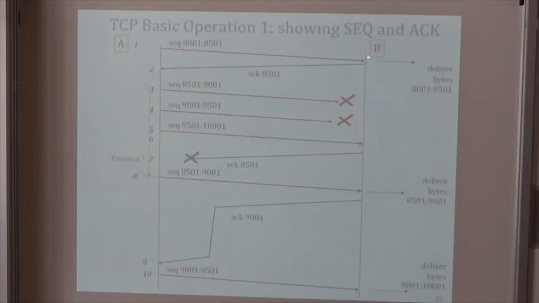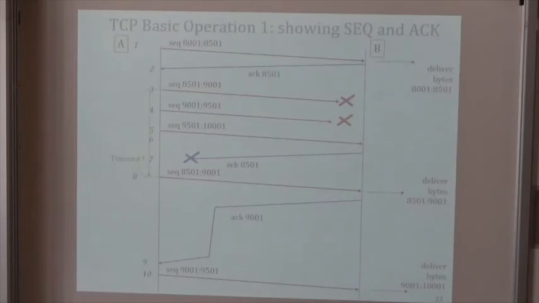Then when B receives, so this is of course in the TCP header. So unlike UDP, TCP adds numbering information in the header. When B receives this, it will send an acknowledgement to A saying, I acknowledge the largest number I've received here, which is in that case 8501, the last number plus 1.